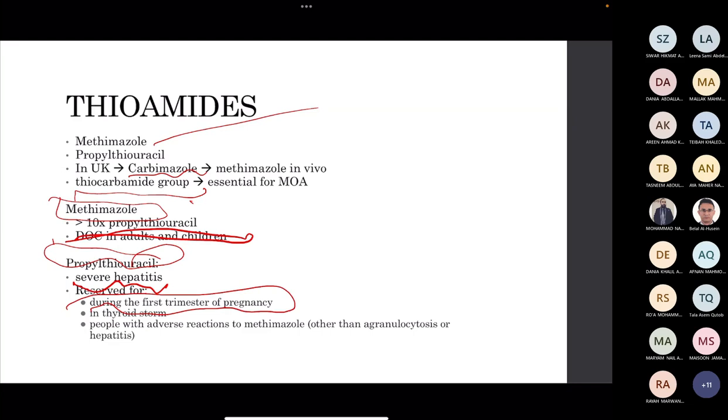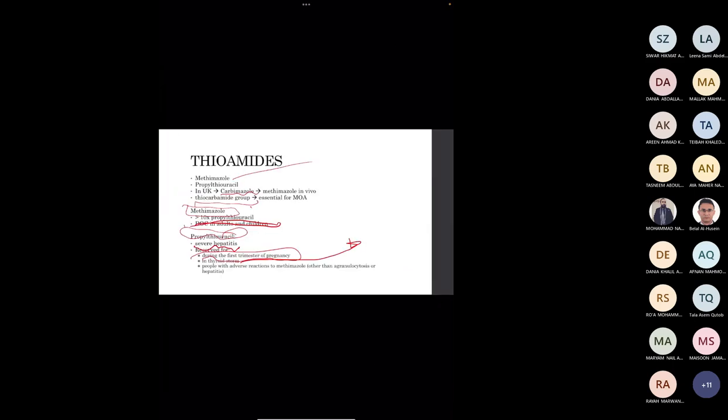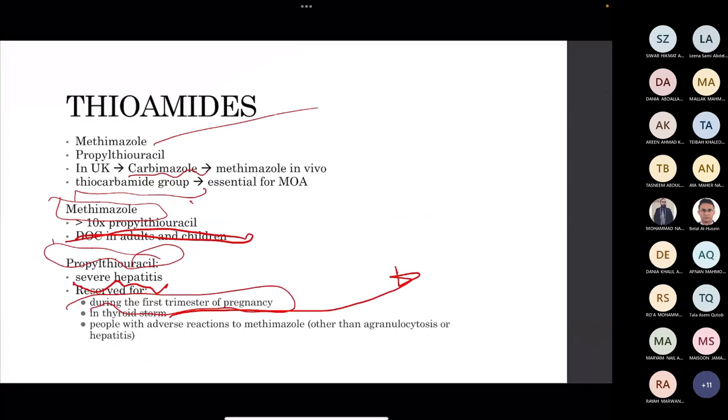Also, propylthiouracil is the drug of choice in the case of thyroid storm. We said thyroid storm comes from, for example, drug-induced or autoimmune destruction of the thyroid gland, where thyroid hormones are dumped, meaning thrown into the circulation.